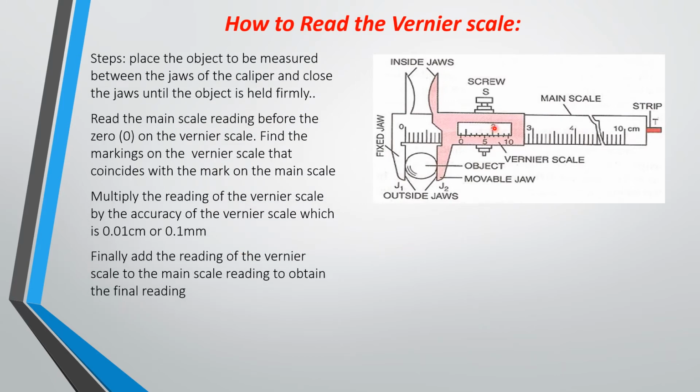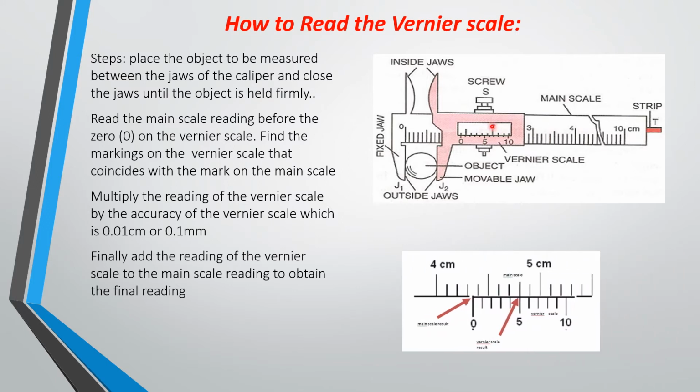Okay, so this is your Vernier caliper and you want to take a reading. Maybe you have measured the external diameter of an object, and this is how your reading came out. So what do you do? The first thing is to place the object to be measured between the jaws, either on the outside jaw or the inner jaw, and make sure that the object is held firmly.